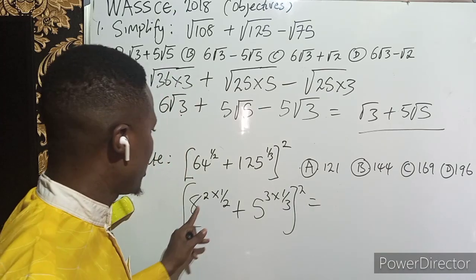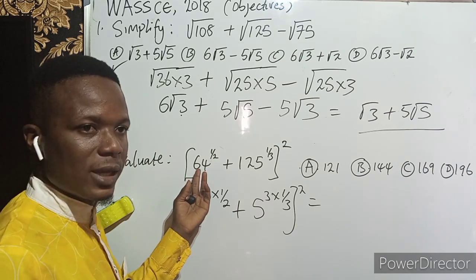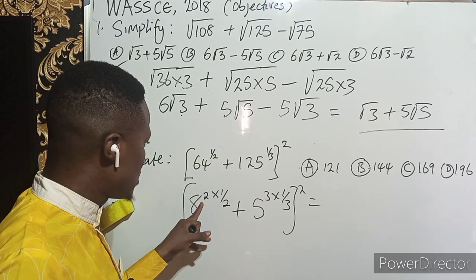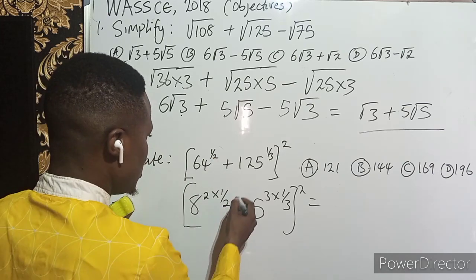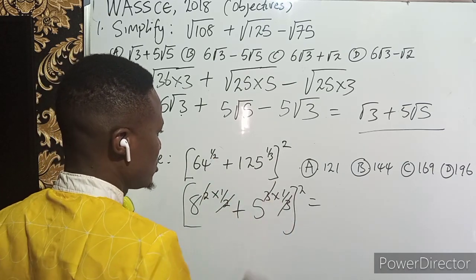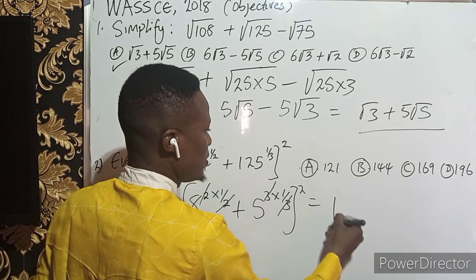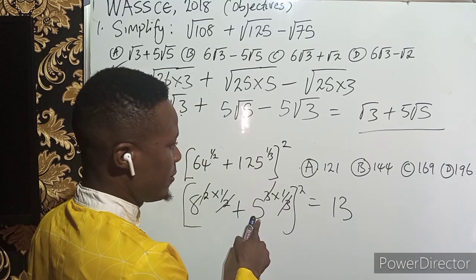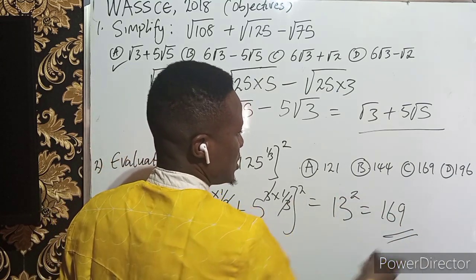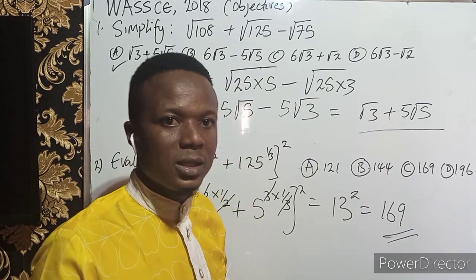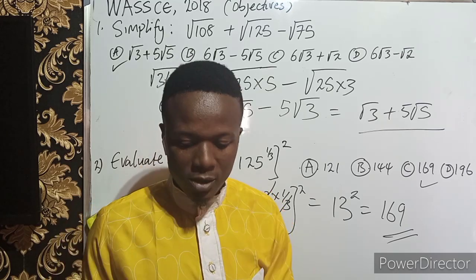The reason I use 8 power of 2 is because I'm seeing 2 here. I can even use 4 power of 3 to get 64, but I need to use 8 power of 2 because I'm seeing 2 here, so that they can cancel out. This will cancel out, this will cancel out, leaving us behind with just 8 plus 5. And 8 plus 5 is 13. 13 to the power of 2 will give us 169, because 13 power of 2 means 13 times 13, which is 169, option C. So let's take other questions.